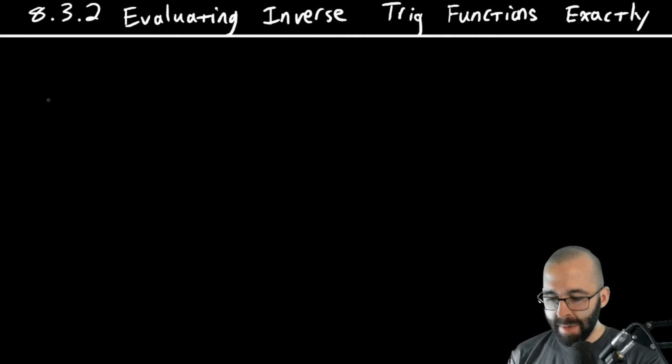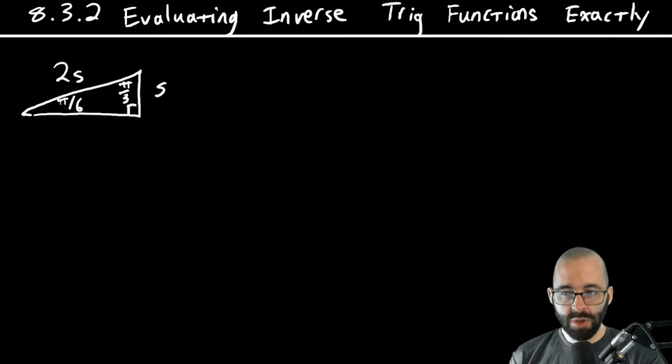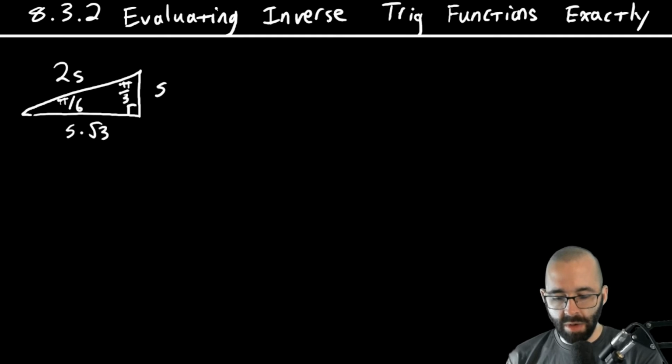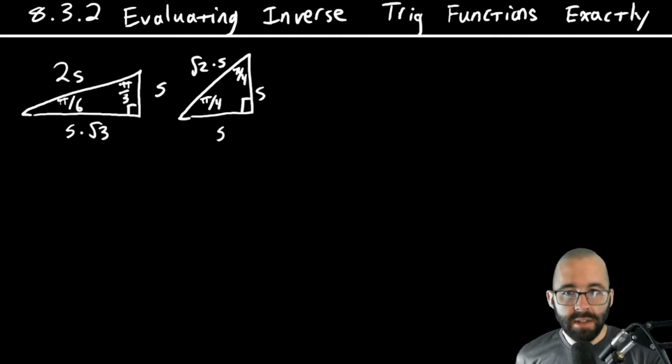So remember these special triangles that we have? One of the special triangles was pi over 6, pi over 3. They're both right triangles. And then the short side, the hypotenuse is always double the short side. And the long side of the triangle is the short side times the square root of 3. We had the other one as well, 45, 45, 90 triangle, or pi over 4, right? And in this one, the hypotenuse was square root of 2 times s.